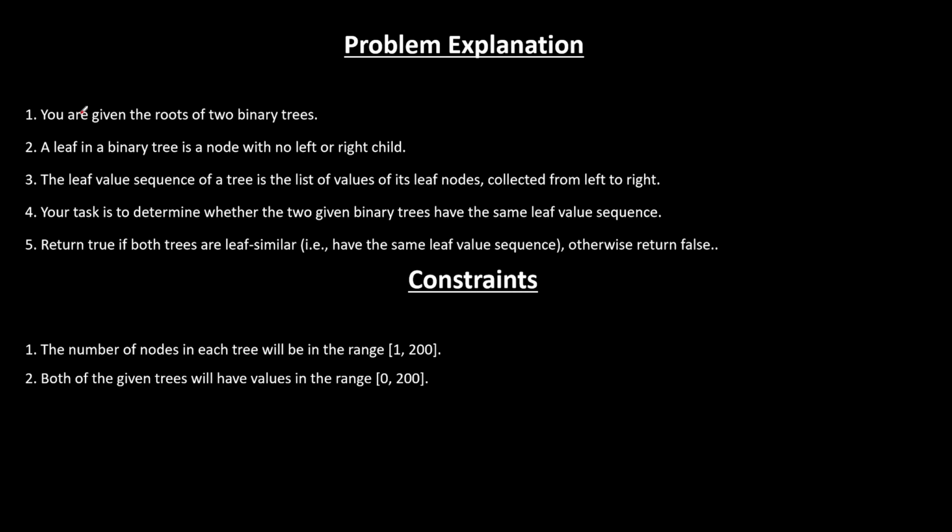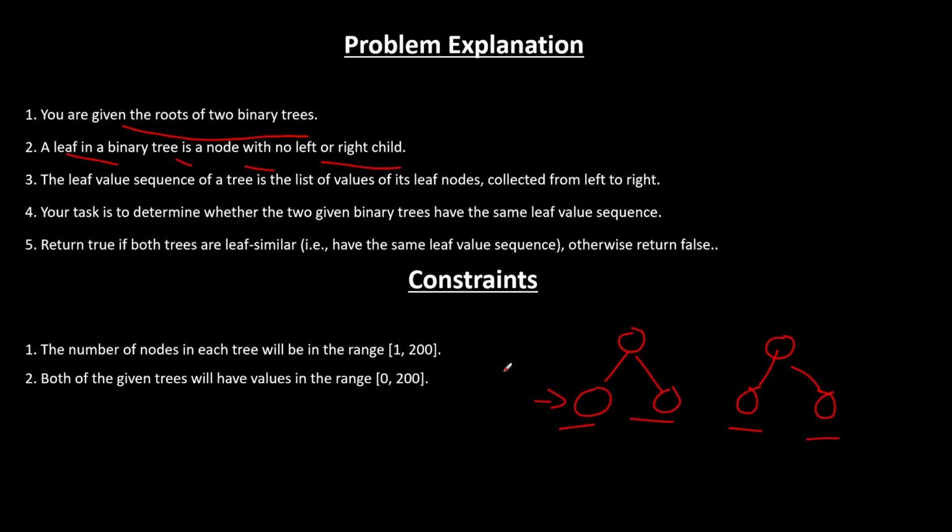So you are given the roots of two binary trees. A leaf in a binary tree is a node with no left or right child. So this is a leaf node, this one, and this one. Since it does not have any left or right child, that's why it's a leaf node. The leaf value sequence of a tree is the list of values of its leaf nodes collected from left to right. Our task is to determine whether the two given binary trees have the same leaf value sequence.